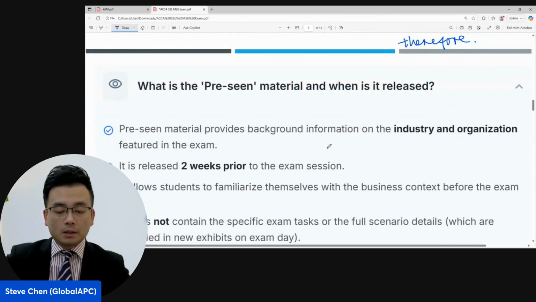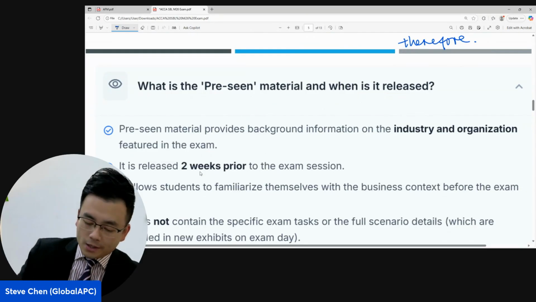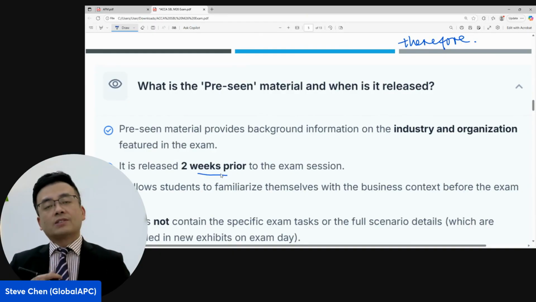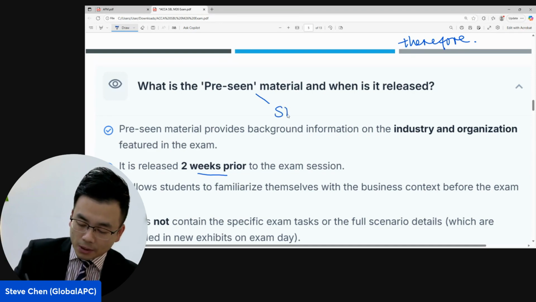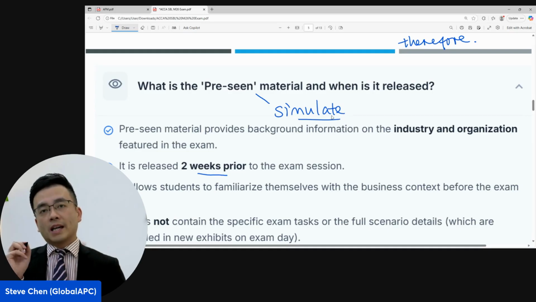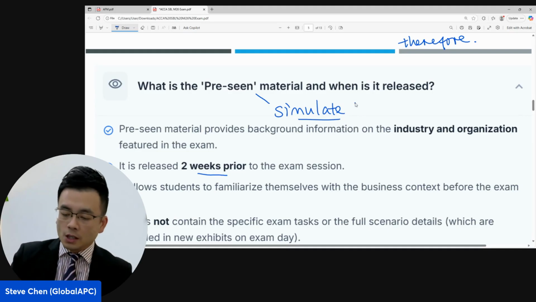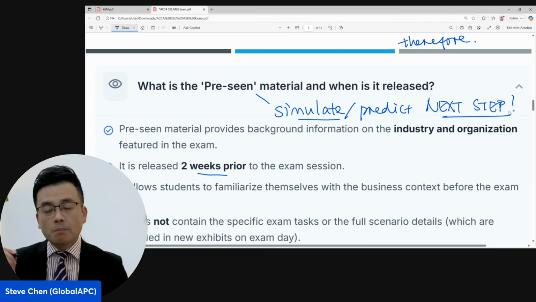Now, the next question many students ask is, what is the pre-seen material and when is it released? Well, the pre-seen material will be released 2 weeks ahead of the actual exam. All you need to do with the pre-seen material is to simulate the real working environment so you can predict the next step, and no more than that.